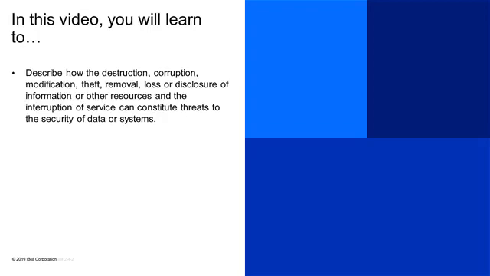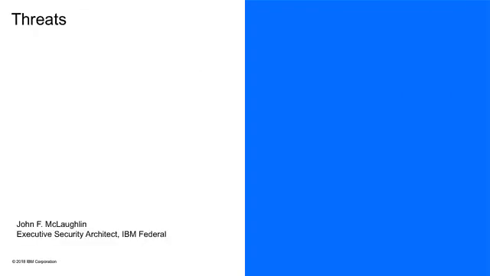In this video, you will learn to describe how the destruction, corruption, modification, theft, removal, loss, or disclosure of information or other resources and the interruption of service can constitute threats to the security of data or systems. About the threats, the sources that this can come from.